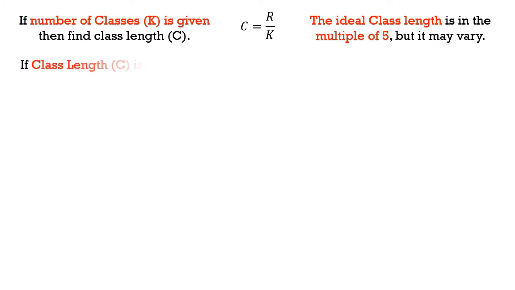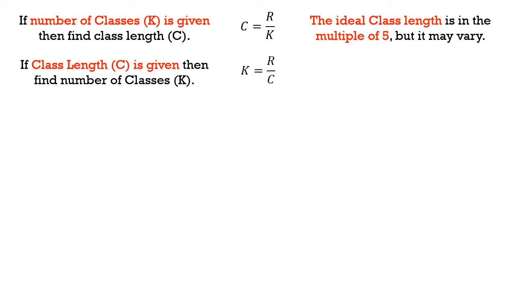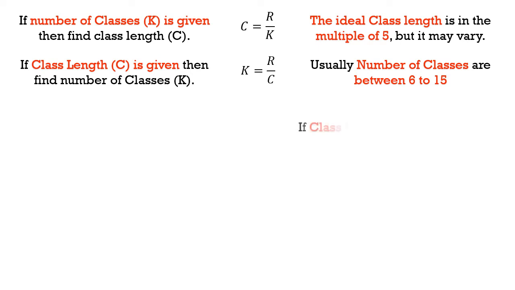If class length capital C is given, then to find the number of classes K, K will be R upon C. Usually, the number of classes is between 6 to 15. But again, in some cases, it may be less than 6 or more than 15.